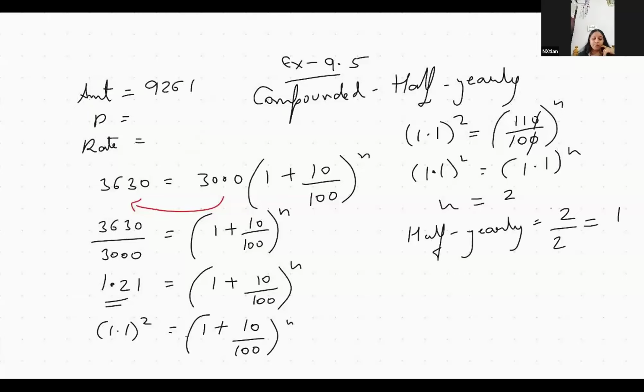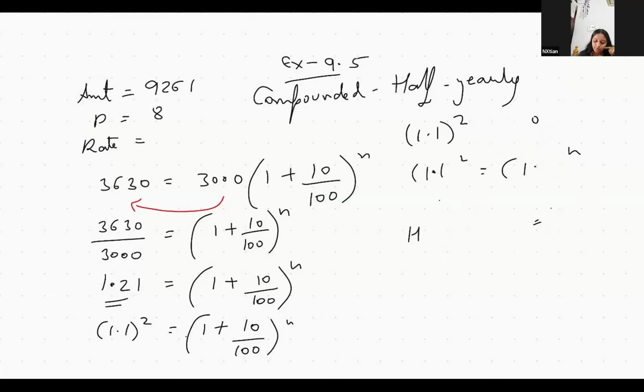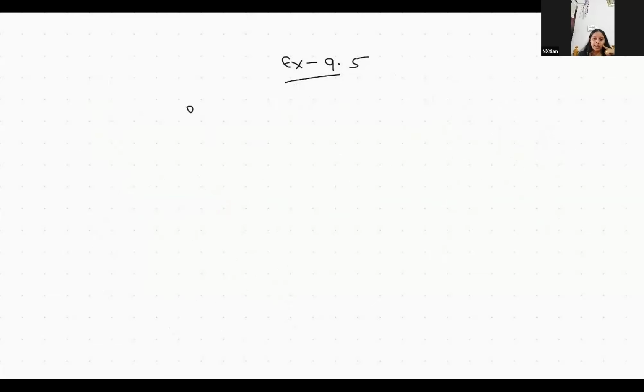Okay. Next one, we have amount 9261 and principal is 8,000. Rate we have 20%. Amount 9261, principal 8,000, rate 20%. Now this question is of compounding quarterly.